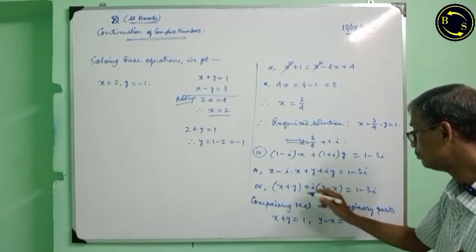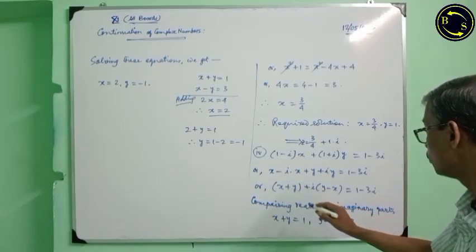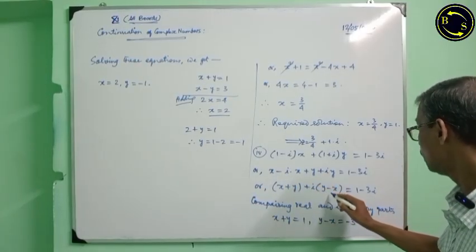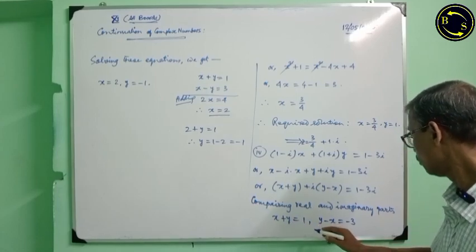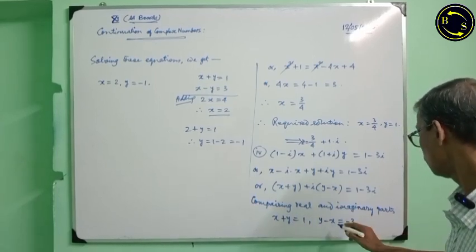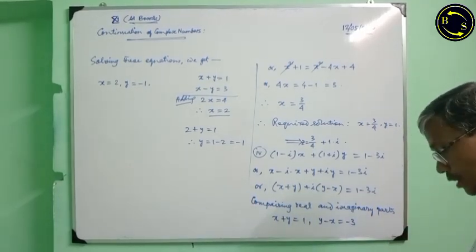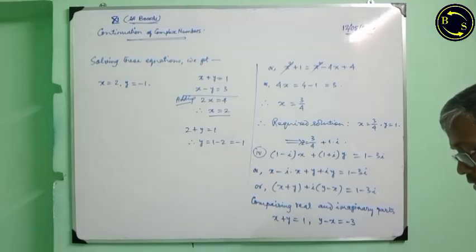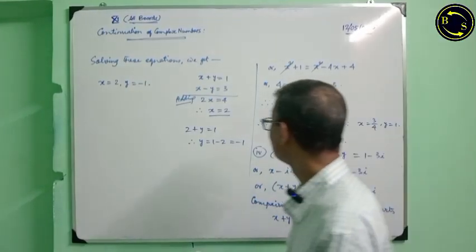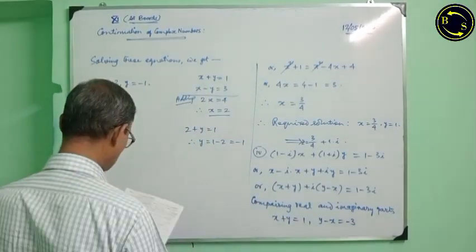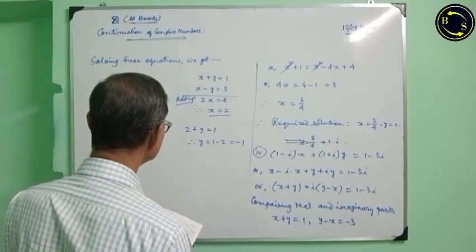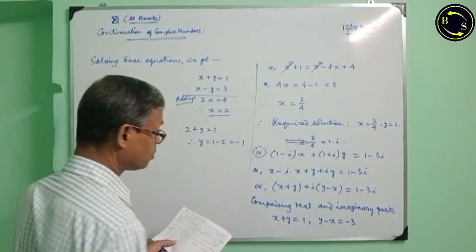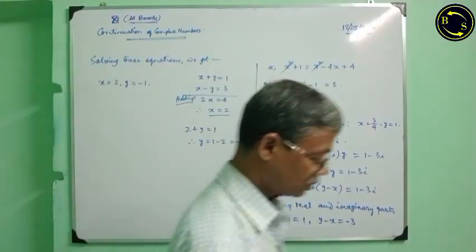Let me check. x plus y, y minus x, 1 minus 3i, equal to 1, y minus x equal to minus 3. Okay, then x equal to 2, y equal to 1. 2 plus y. Okay, I think there is no error.